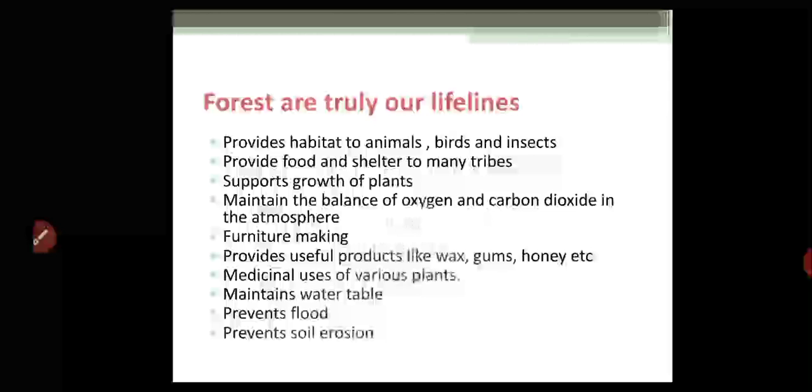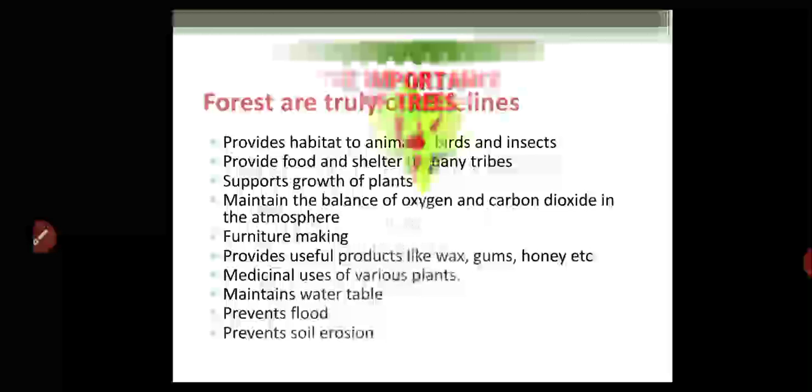Finally, forests are truly our lifelines. How? They provide habitat for animals, birds, and insects, provide food and shelter to many tribes, support growth of plants, maintain the balance of oxygen and carbon dioxide in the atmosphere, furniture making, provide useful products like wax, gum, honey, etc., medicinal uses of various plants, maintain the water table, prevent floods, prevent soil erosion.